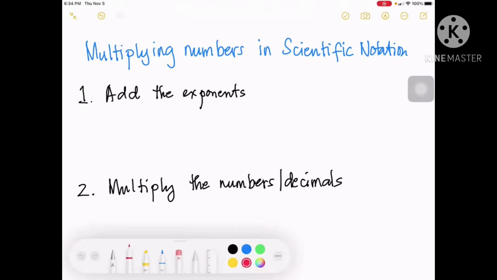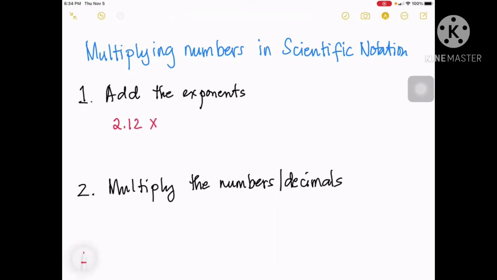If I have 2.12 times 10 to the third times 1.11 times 10 to the fourth power. Of course, based from the steps, the first step is to add the exponents. So what are the exponents? The exponents are 3 and 4. So just write it down, 10 to the third times 10 to the fourth.